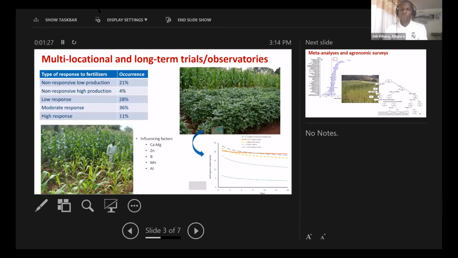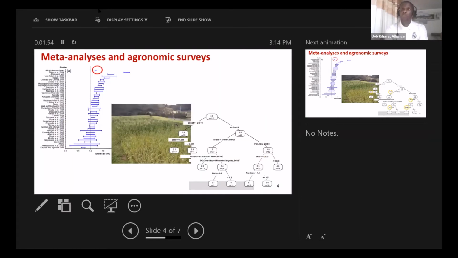Also, long-term trials help us to understand the long-term perspectives. Sometimes looking at treatment effects helps us to see that one treatment or one restorative practice is better than another. But when we look at this from a temporal perspective, we also gain very interesting insights. For example, the carbon trends that we see when we compare long-term trials in Western Africa and also in Western Africa. Another very important approach that I wanted to bring to us is the use of meta-analysis and agronomic surveys.